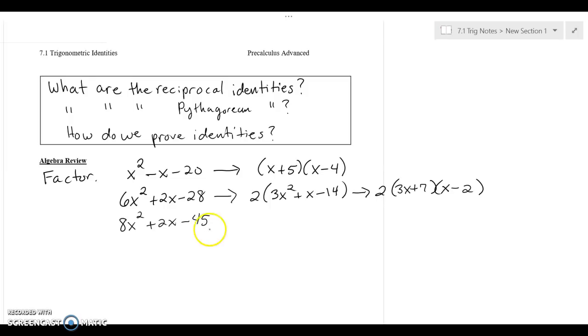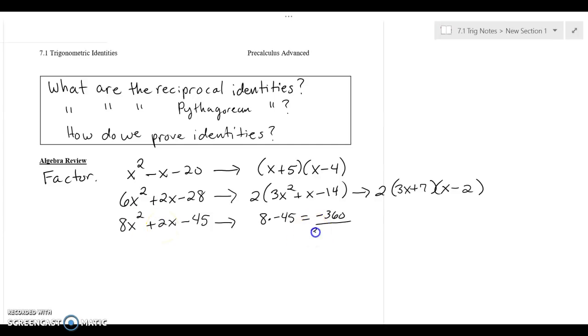Now many of you were taught a different way last year to do this. I just do this guess and check similar to the problem above, but I'm going to show you how some of you were taught. You were taught to multiply 8 times negative 45. So take the first one times the last one, and you would get negative 360. Then what you need to do is you need to start thinking about the factors of negative 360 that would combine to make 2, positive 2 in this case.